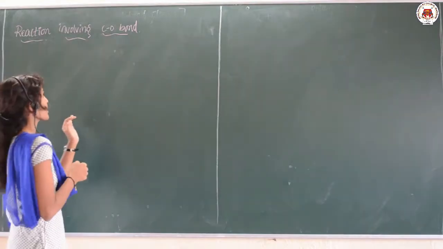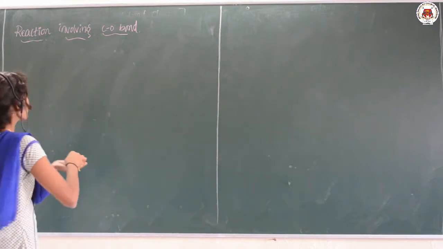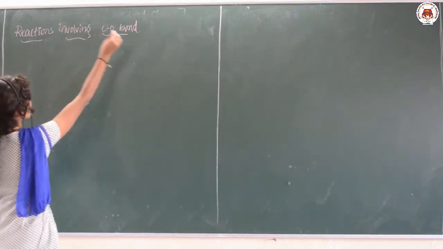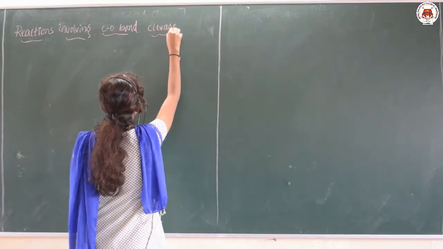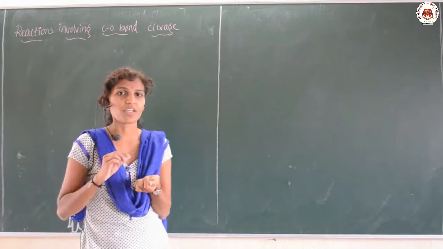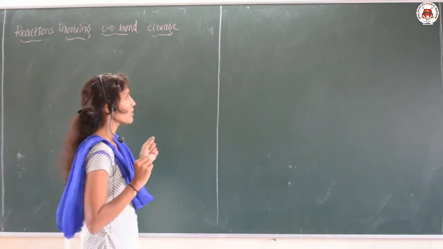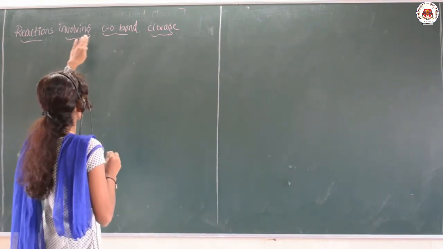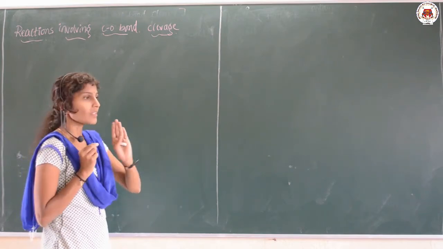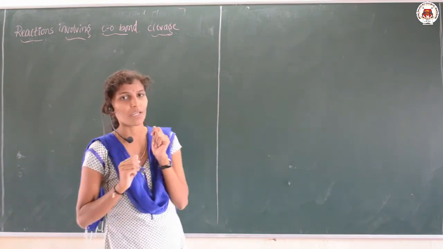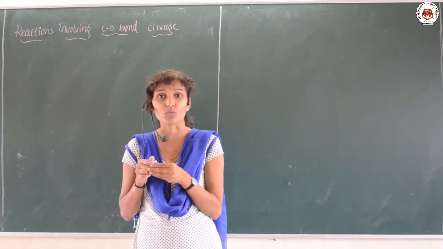So let us discuss the reactions which involve the cleavage of the CO bond. Till now we have discussed the reactions which involve OH bond cleavage, and now we are discussing the reactions which involve the CO bond. There is a CO bond breaking that takes place, and such reactions are given by the alcohols, but the phenols undergo such a reaction in presence of zinc.